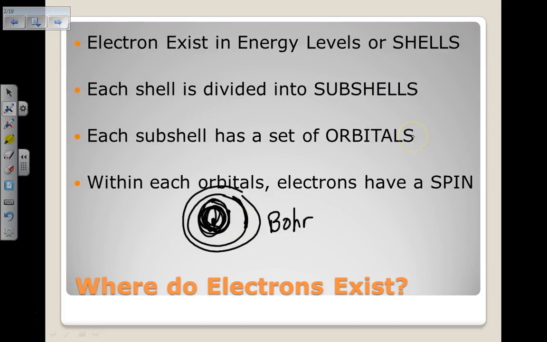And then, of course, to make things overly complicated, not really overly complicated, I just say that, but just to keep things as organized as possible, the shells are then divided into subshells. And then each subshell is divided into orbitals, and then within the orbitals, electrons have a spin, okay? And so this allows us to identify values to each and every electron that is within an atom.